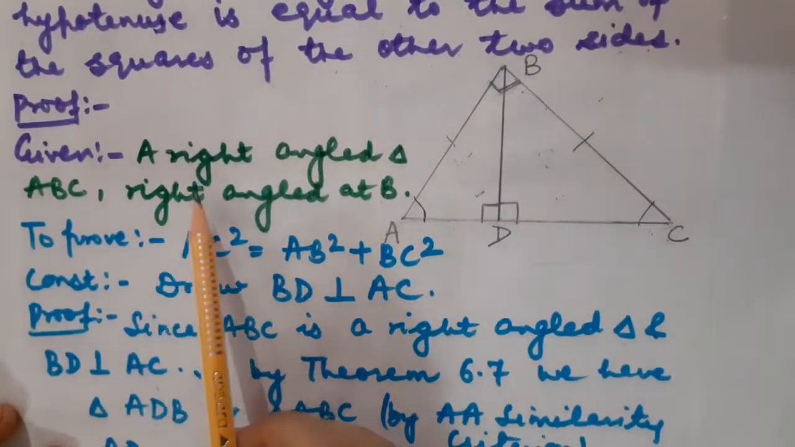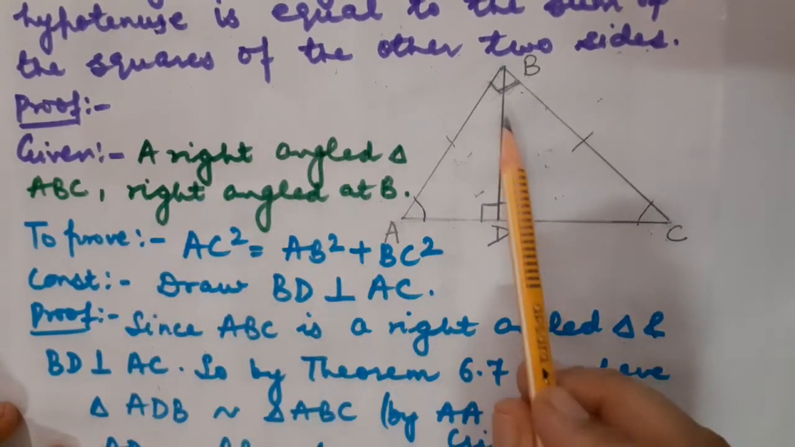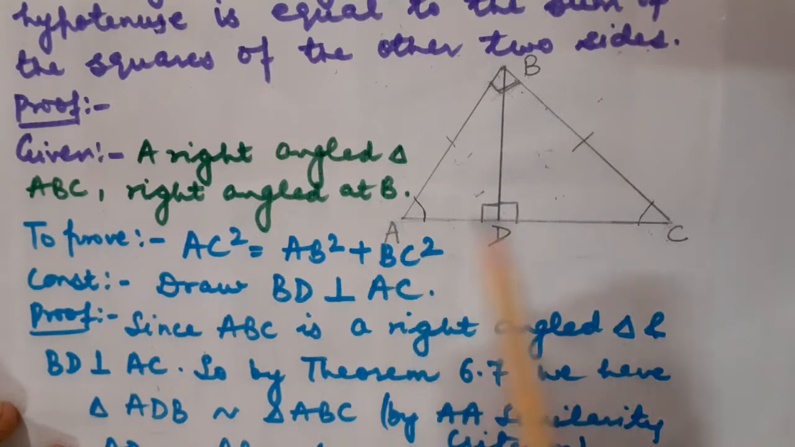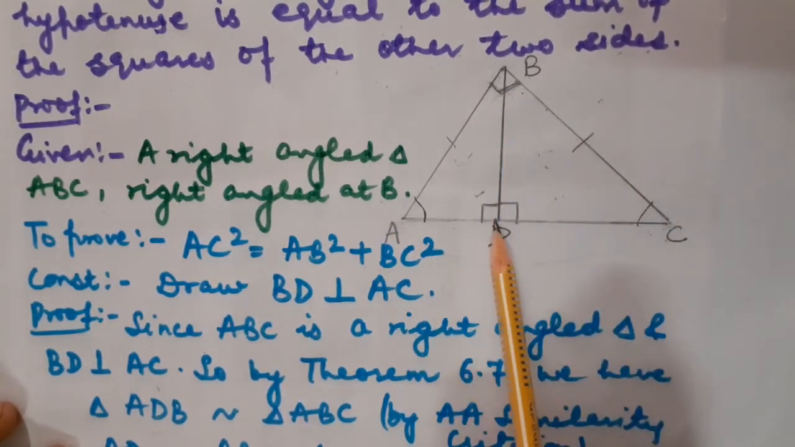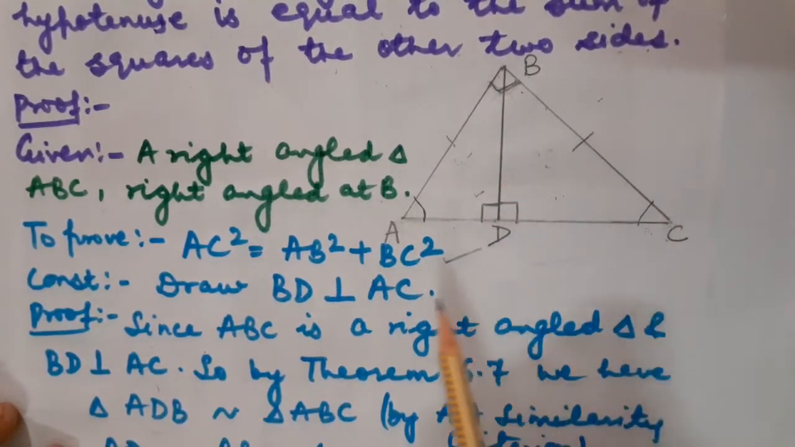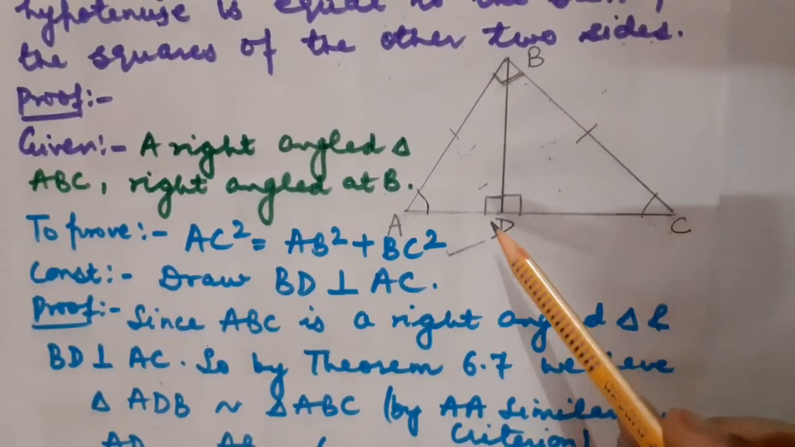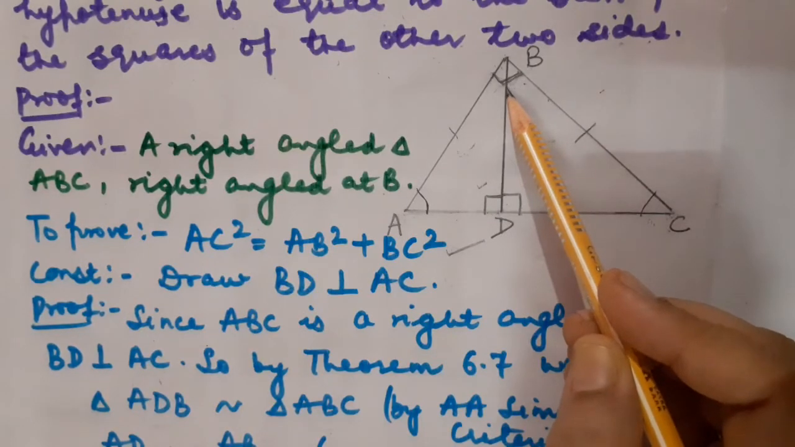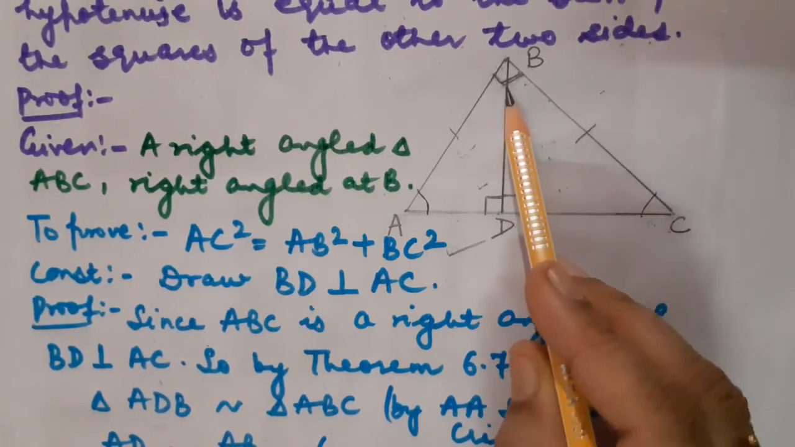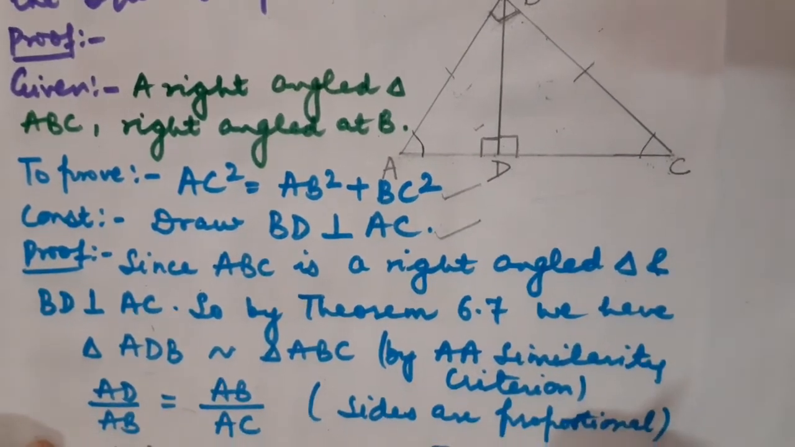So what is given to us in Pythagoras theorem? We will be having a right angled triangle ABC given, which is right angled at B. To prove: AC square, because AC is the hypotenuse as it is opposite of 90 degrees, AC square is equal to AB square plus BC square. So as we have to apply theorem 6.7, for that I am going to draw one perpendicular from this right angle vertex of the right angled triangle ABC, which is right angled at B. Correct? So BD is perpendicular on AC. You can see here. Correct?